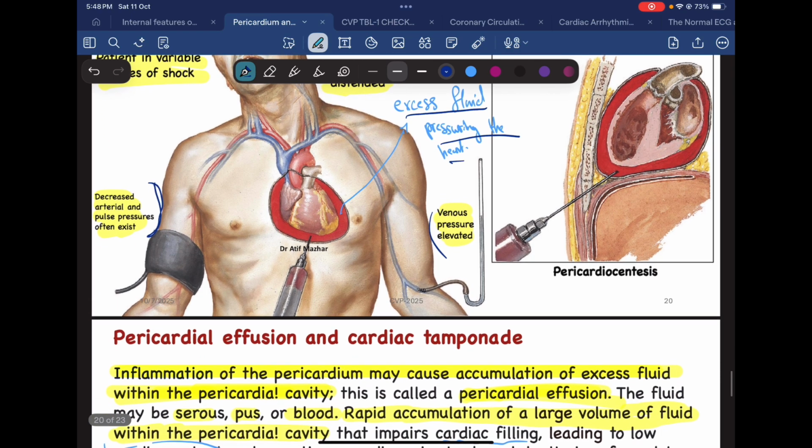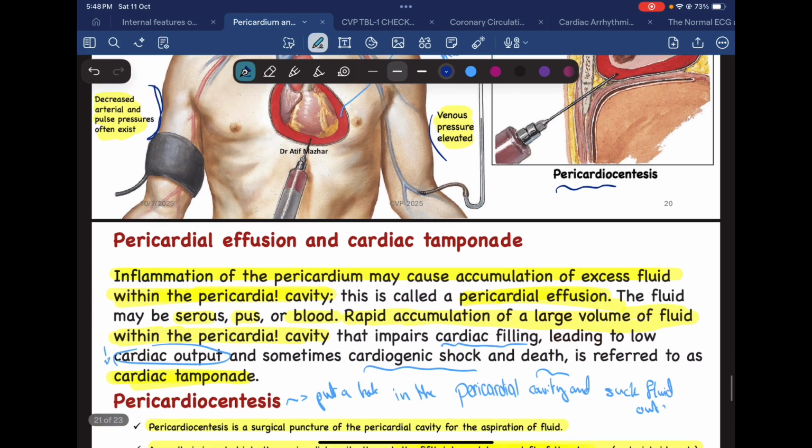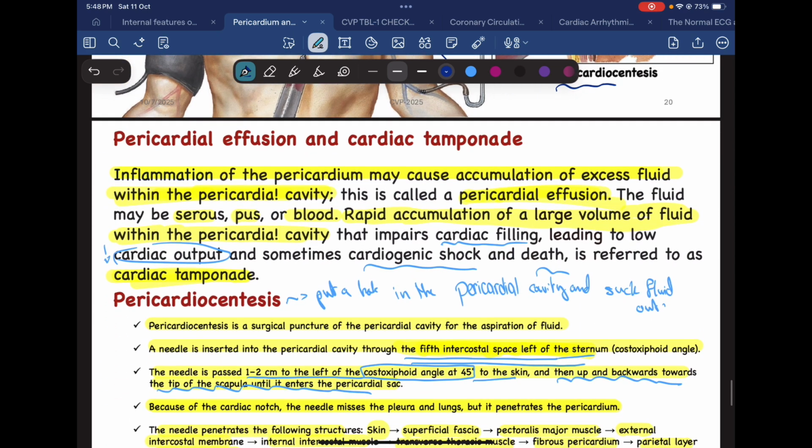There's something called pericardiocentesis. We're gonna go into that right here. So, pericardial effusion and cardiac tamponade. Pericardial effusion means that there is excess fluid, whatever type of fluid it is, blood could be, pus could be, serous fluid, anything. It's accumulating in the pericardial cavity. The rapid accumulation of that impairs cardiac filling. It leads to low cardiac output and sometimes cardiogenic shock and death. It's also referred to as cardiac tamponade. So either pericardial effusion or cardiac tamponade, both are the same thing.